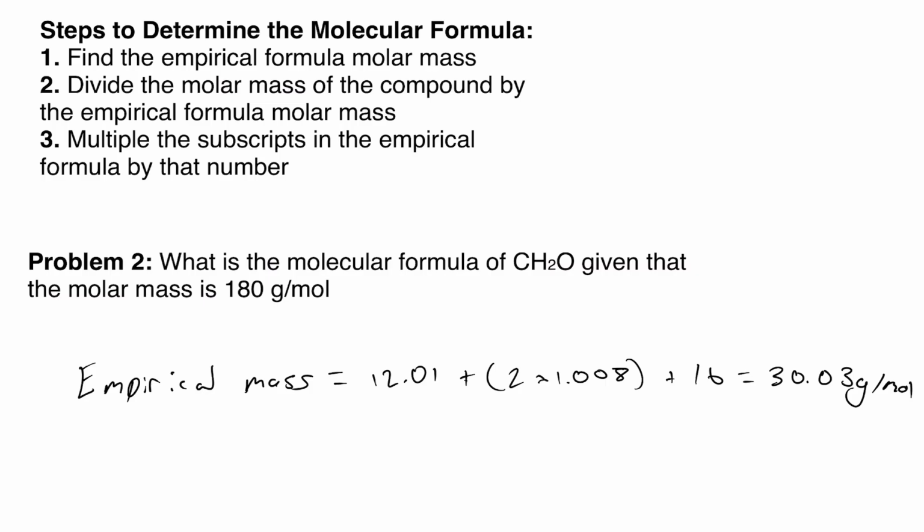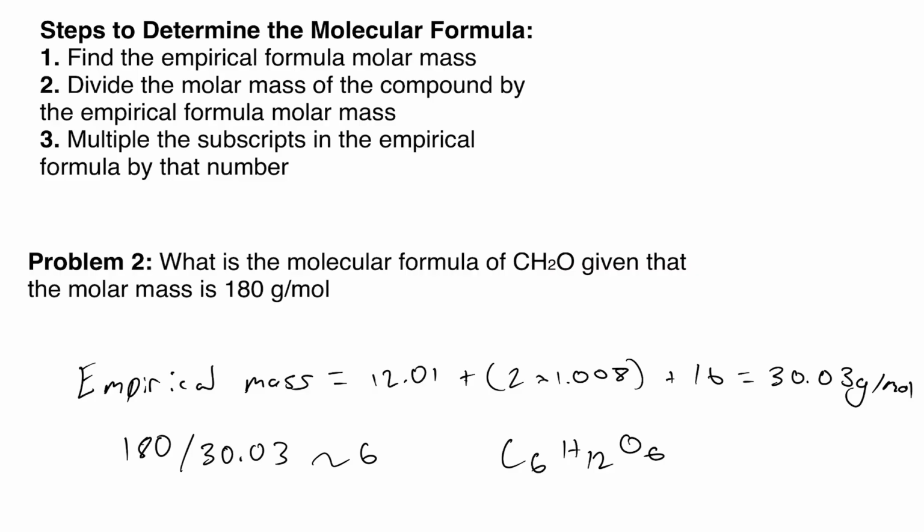And then we're going to go 180 divided by 30.03, and it's going to leave us with about 6. So I should take the equal sign away. It's going to be about 6. It's not exactly equal to 6. And then we simply multiply that by CH2O. And that'll give us C6H12O6.